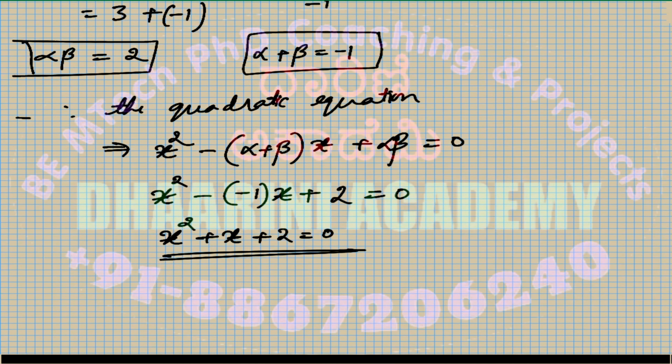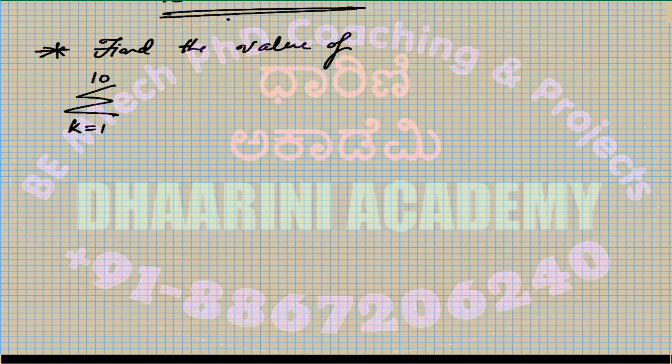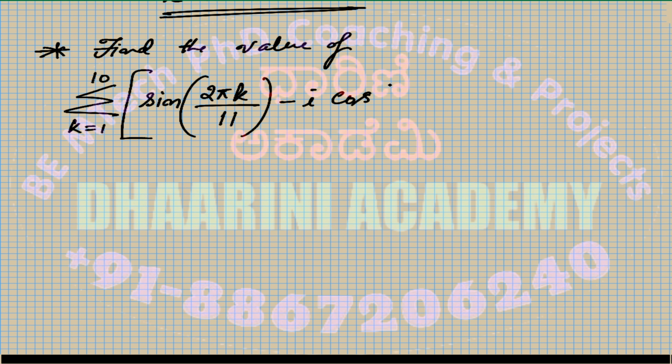Let's move on to the next question then. The next question is: find the value of the following, that is summation k varying from 1 to 10, sine of 2 pi k by 11 minus i times cos of 2 pi k by 11.